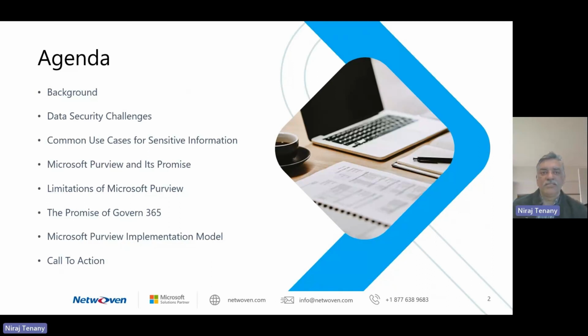So the agenda for today's discussion is to talk a little bit about the background, data security challenges, common use cases for sensitive information protection, Microsoft Purview and its promise, limitations of Purview, the promise of Govern 365, and discuss the Microsoft Purview implementation model, and finally some call to action.